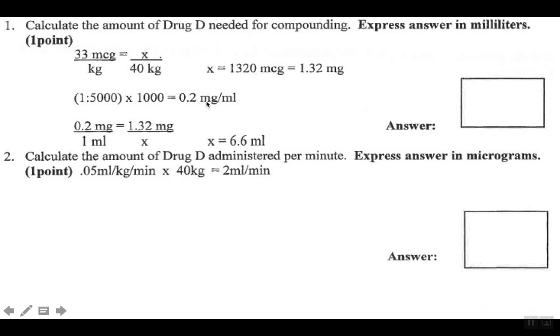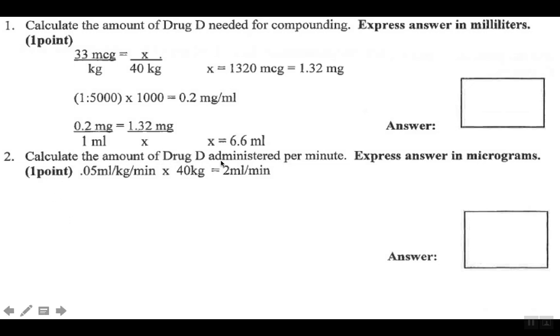So that's how they got this. And then you set up a proportion to find out how many mLs you need, and you get an answer of 6.6 mLs, right? For drug A, the prescription asked for 50,000 units. The vial comes as 25,000 units per ml, so you need 2 ml for that one.